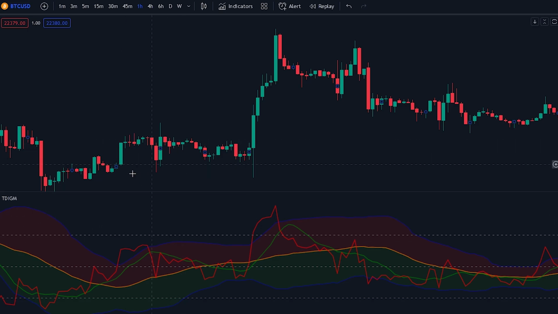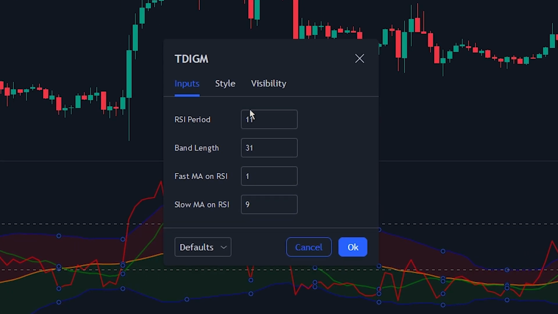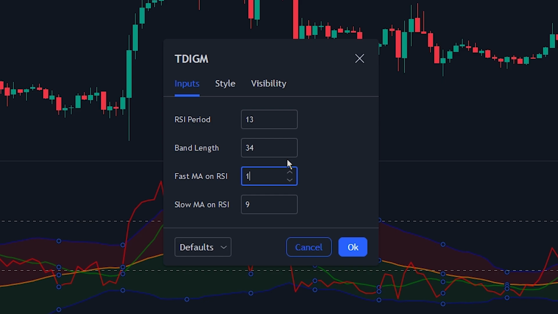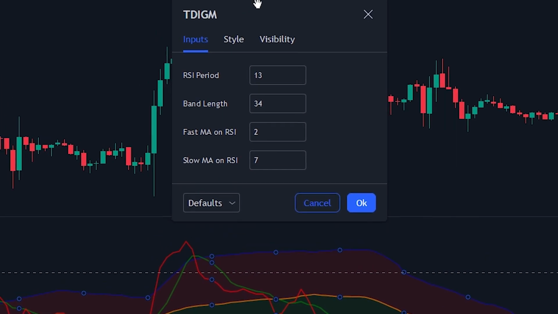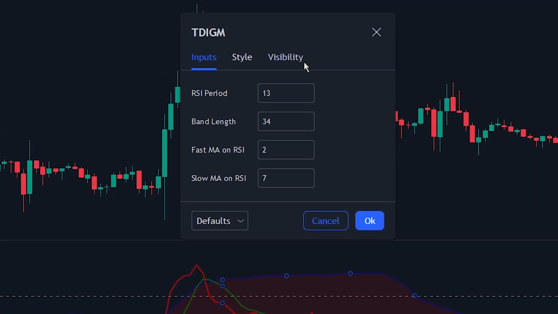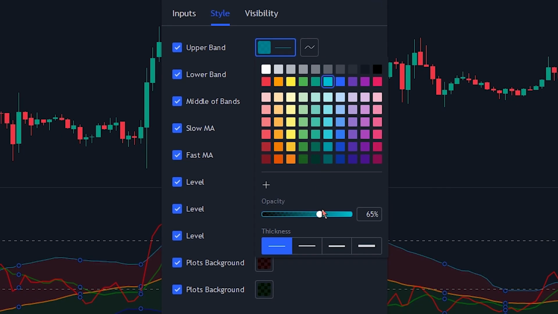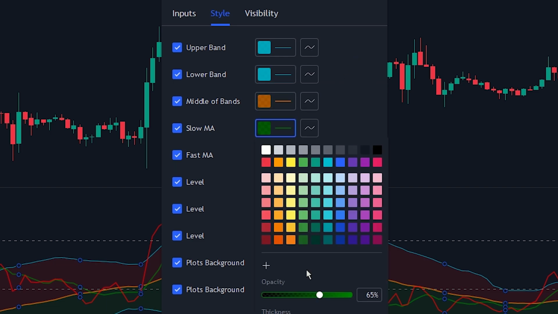Head over to the Indicator Settings tab and click on the Inputs tab. We will first be changing the RSI period to 13, after that we will change the band length to 34. Finally change the fast MA length to 2, and change the slow MA length to 7. Now let's also change the style settings of the indicator to make it more visible. Click on the Style tab, after that change the opacity and saturation of the lines to make them easier to see. That was all that we needed to do.